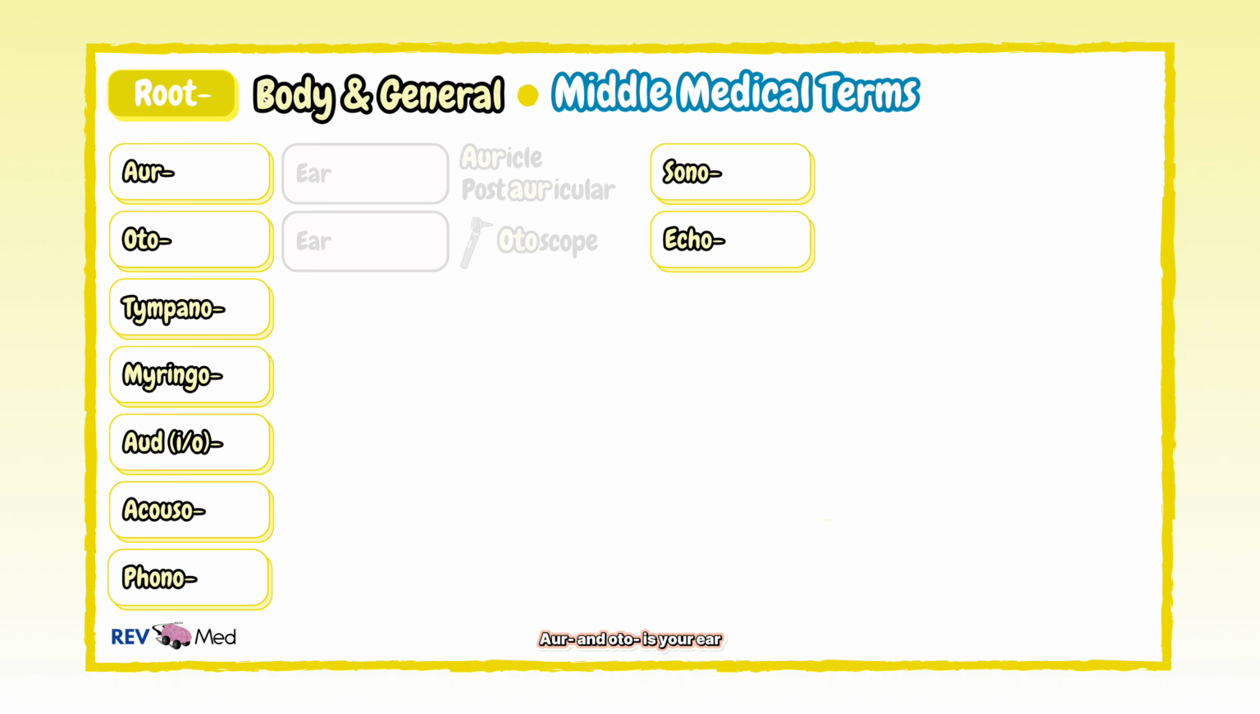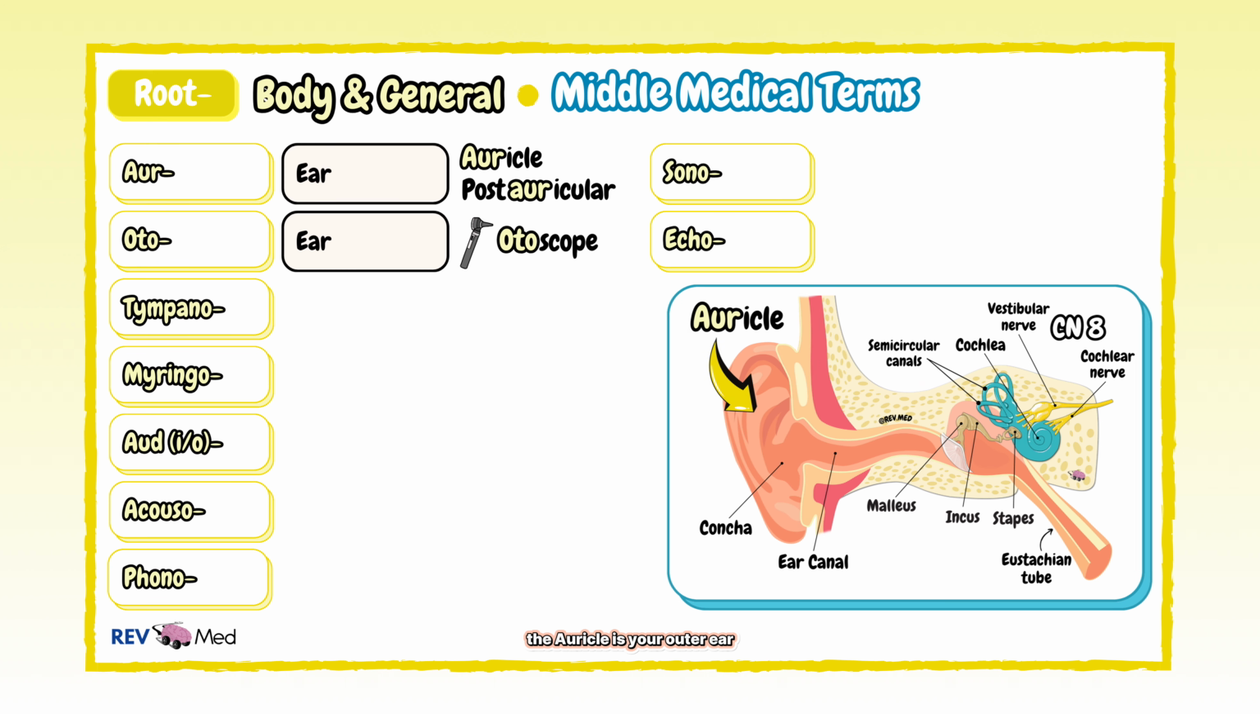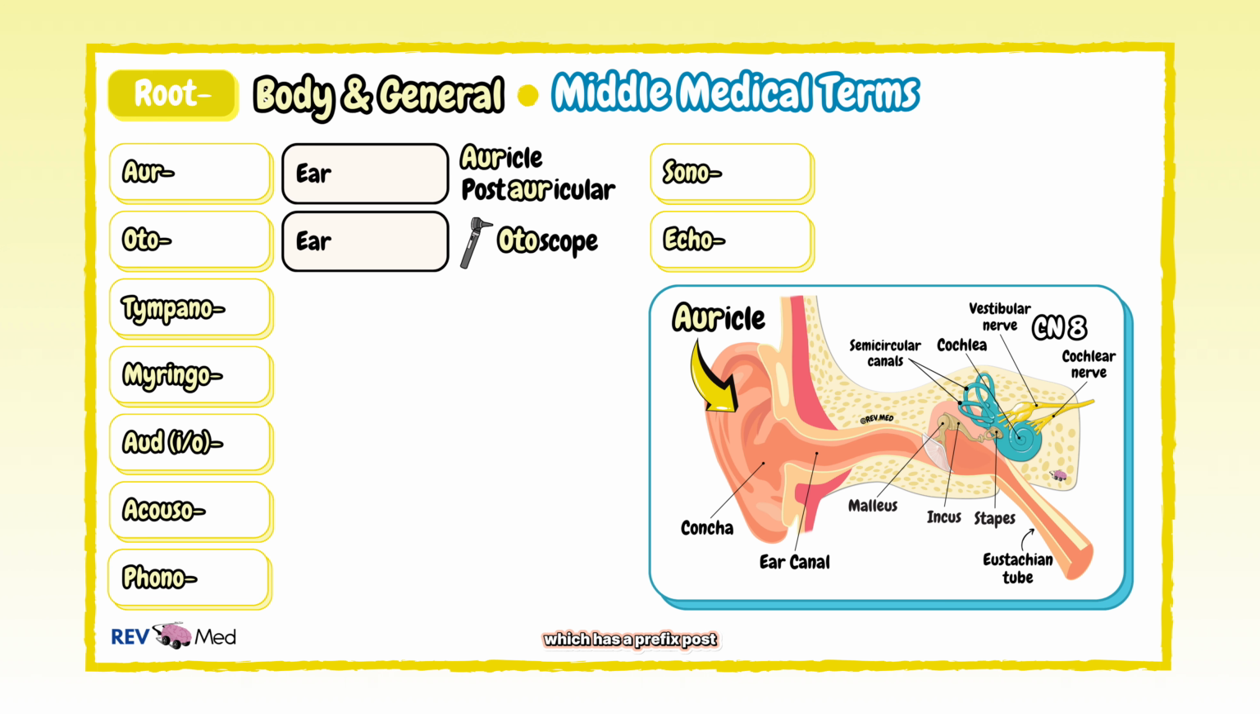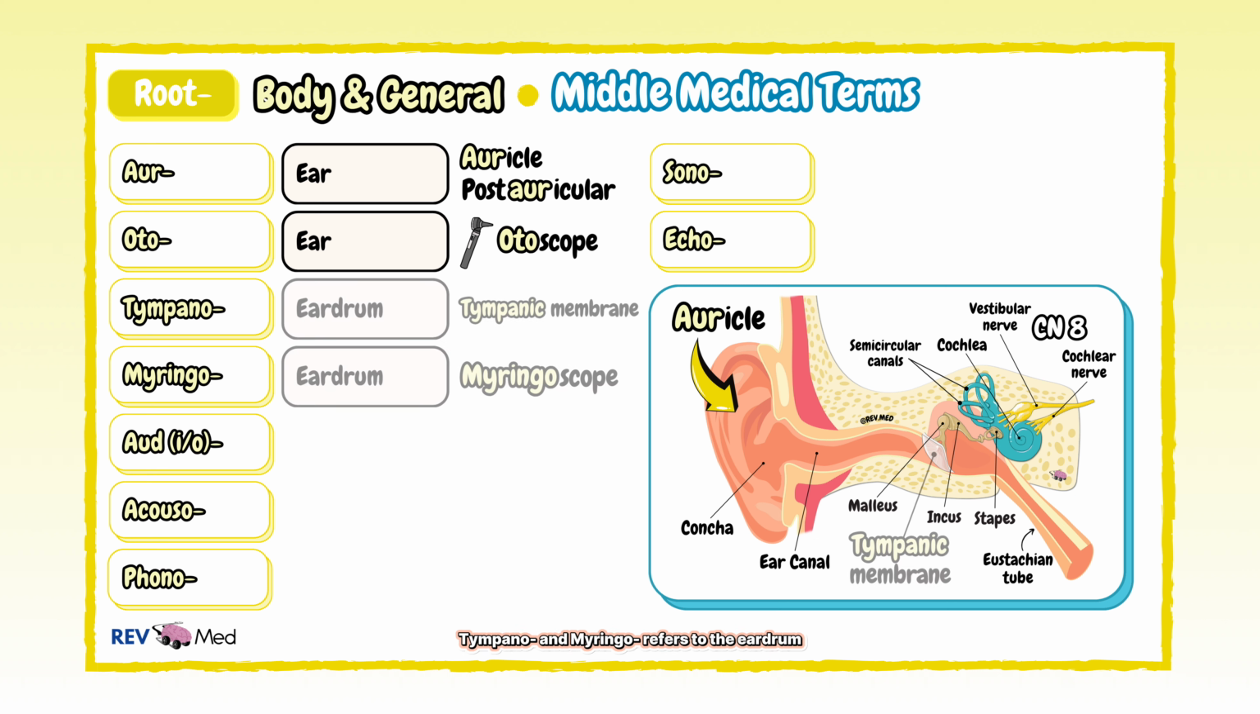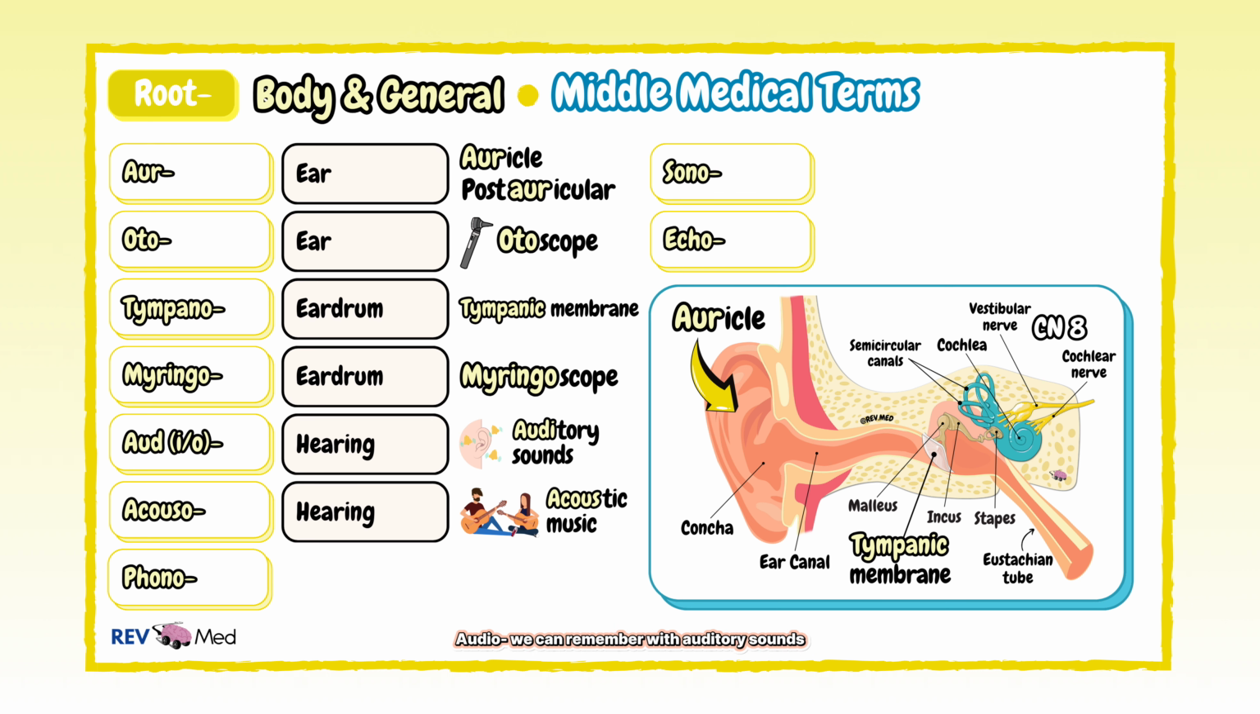Oto and auri is your ear. The auricle is your outer ear, and the postauricular, which has the prefix post, meaning after, behind, is a term for behind the ear. And oto for ear, we have our otoscope, which is an instrument to examine the ear. Tympano and myringo refers to the eardrum. We have an instrument for examining the eardrum called the myringoscope. Audio and acousto refer to hearing. Audio we can remember with auditory sounds, and for acousto, just recall hearing acoustic music.